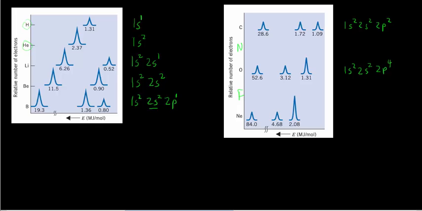So knowing that nitrogen has one less electron than oxygen and one more electron than carbon, let's see if we could guess what the electron configuration for nitrogen would be. Well, following this pattern, it looks like it's probably going to be 1s2, 2s2, and then 2p. So we had 2p2 for carbon, we have 2p4 for oxygen, so it's likely that nitrogen's going to be 2p3.